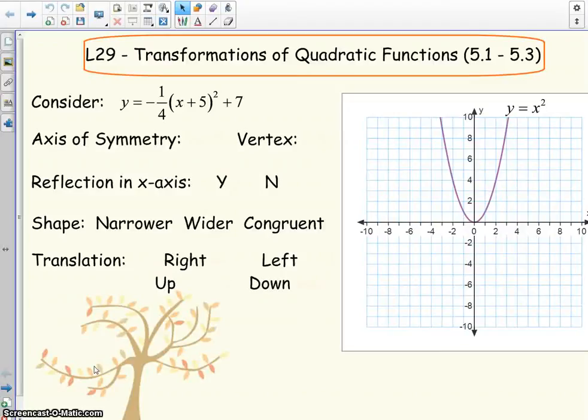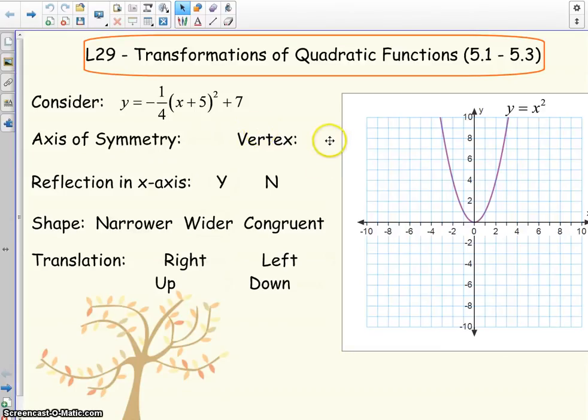Okay, so hopefully you've now gone through that entire investigation using Desmos, graphing a whole bunch of equations and looking at how different parts of the equation affected how your graph looked. So what you did is look at a whole bunch of equations, compare them to the basic parabola y equals x squared, like the one we have here on the right, and see what the new graph looked like by comparison.